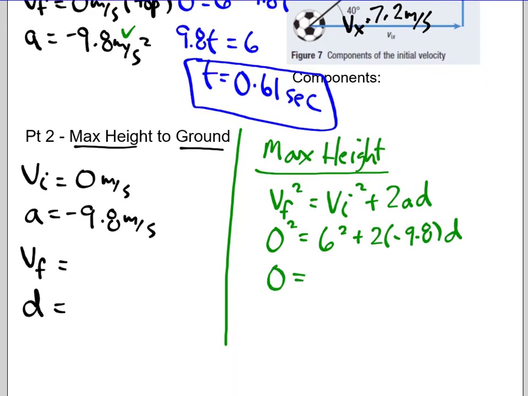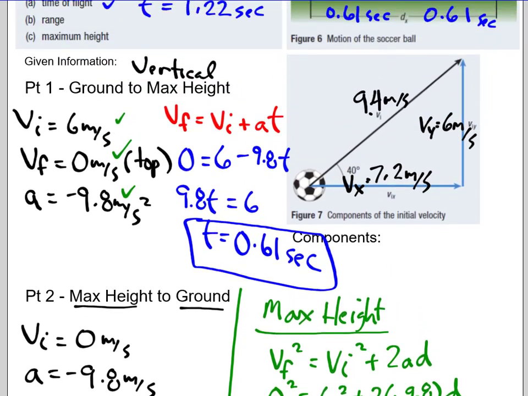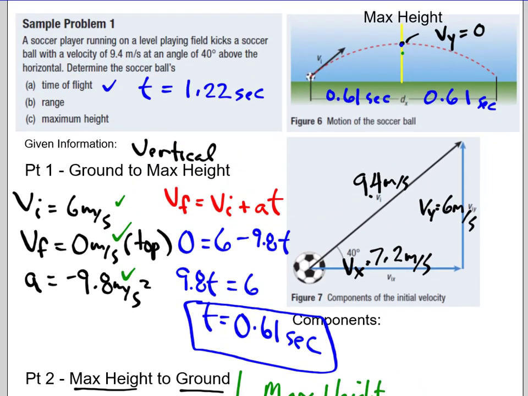So 0 equals 36 minus 19.6d. We'll rearrange and do our division. So 36 divided by 19.6, and we get 1.84 meters is our max height. Okay, so if we scrolled back up to the top here, this height right here is 1.84, did I say that, meters, for max height.